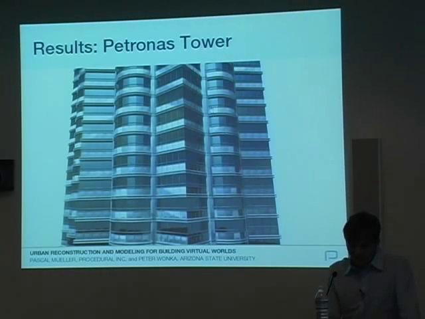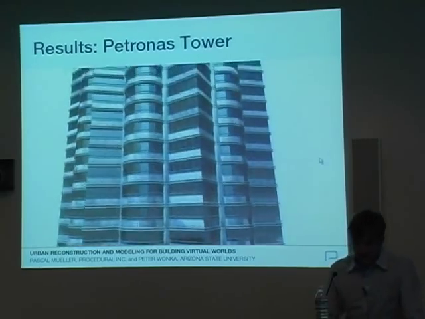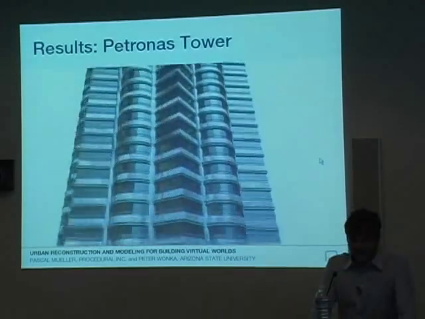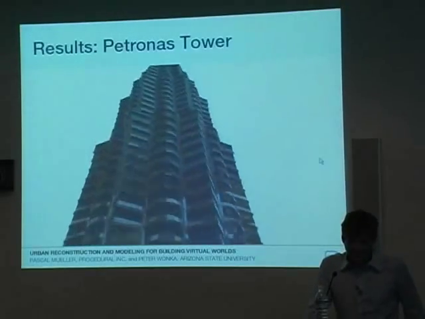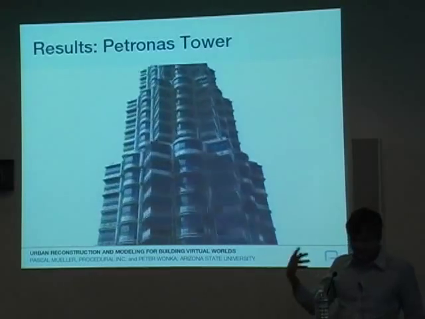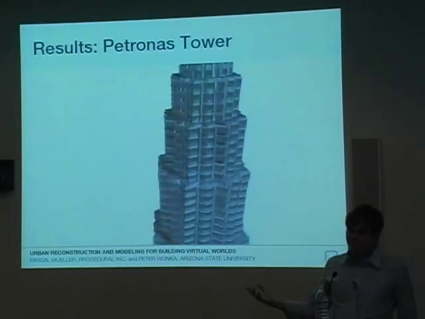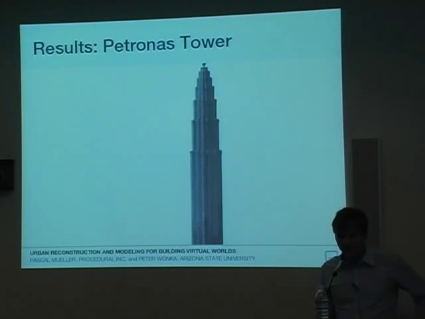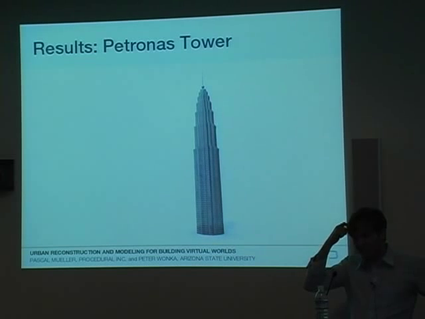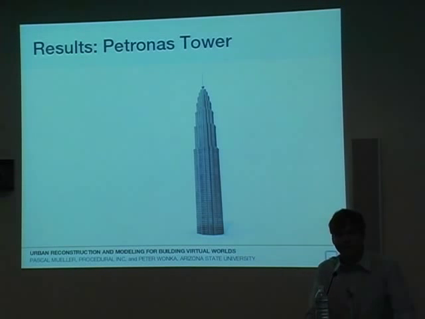So some results. The Petronas Tower was one of the first buildings we did with the CGA shape grammar. And actually, I think it's quite cool, as with about 7 to 10 rules, you can create a building like this, consisting of 500,000 polygons. And of course, I have to say the Petronas Tower is a very formalized and rule-based building.